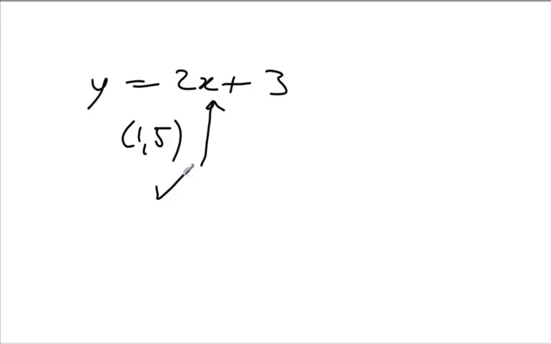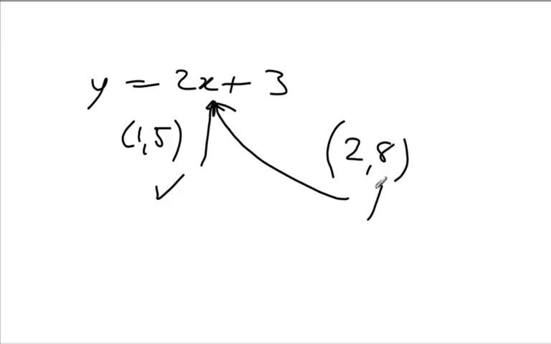That's how you test it. If I said, test the point 2, 8. Is 2, 8 on the line or not? Well, 2 substituted in here. 2 2s are 4. Plus 3 is 7. That's not 8. So therefore 2, 8 is not on the line. So basically, if it works when you substitute it in, it's on the line. If it doesn't work when you substitute it, it's not.